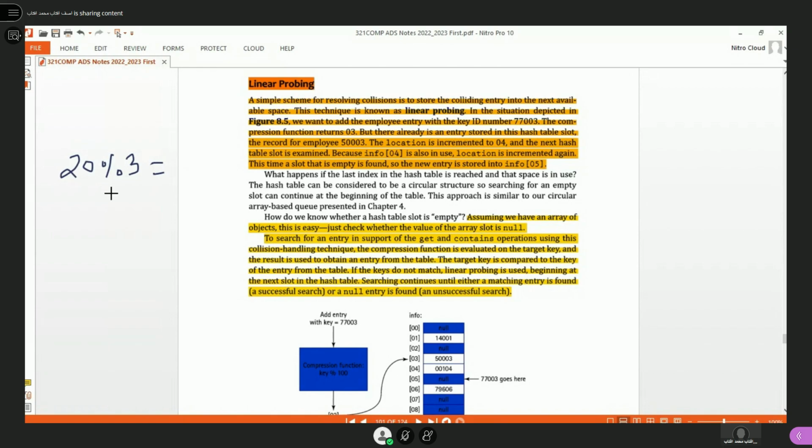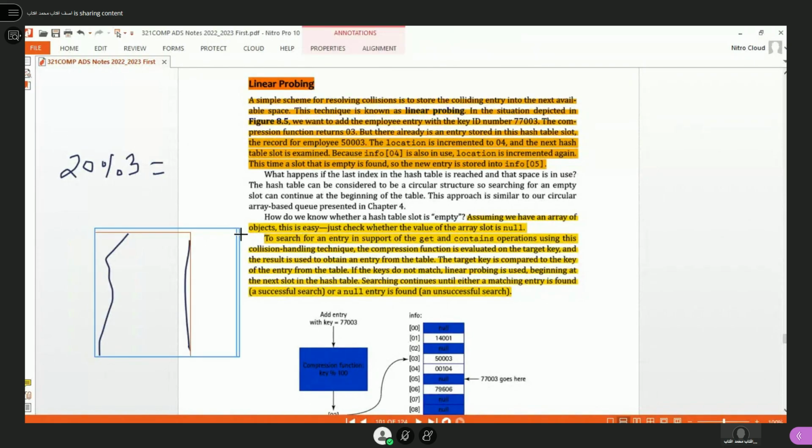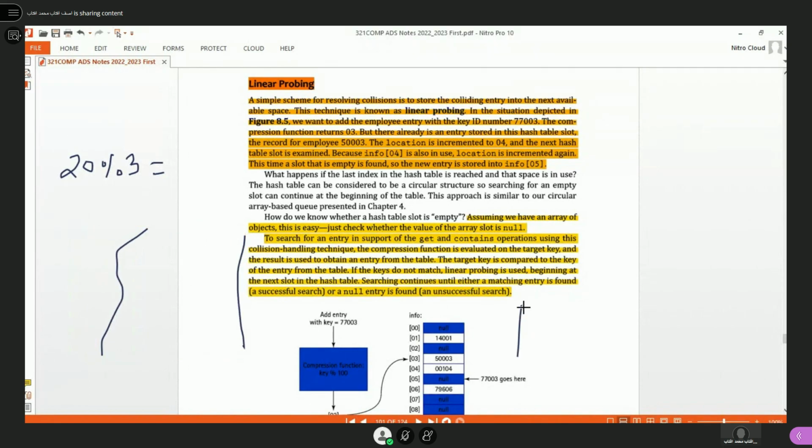So 20 modulo 7 is how much? Suppose there are numbers and we want to store those numbers in the table. Here is a problem. This is the table we have. Suppose here are 7 positions.